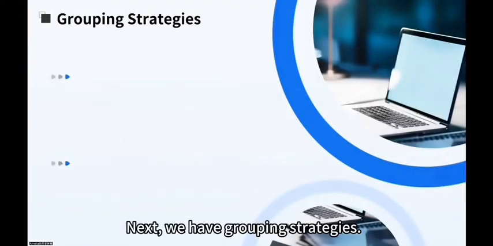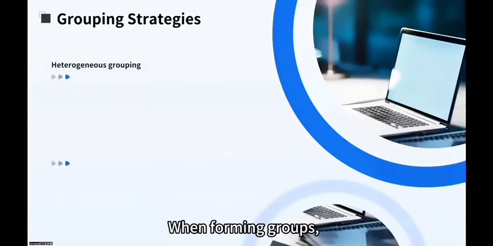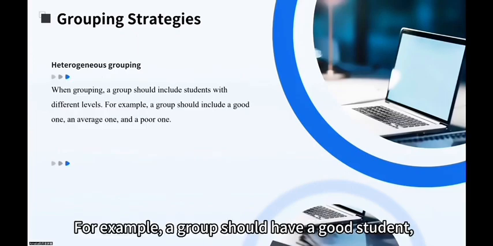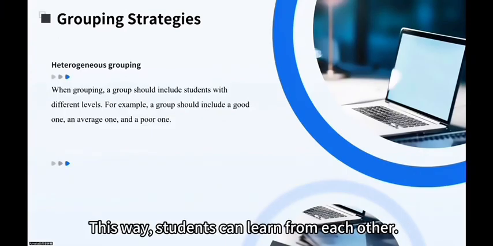Next, we have grouping strategies. One approach is heterogeneous grouping. When forming groups, we should include students with different levels. For example, a group should have a good student, an average student, and a poor one. This way, students can learn from each other.